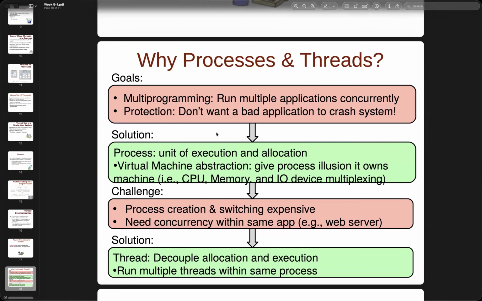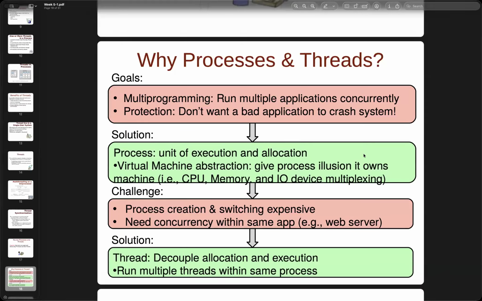We also want protection, because we don't want a bad application to crash the system. So that is our final goal, our target. Then how can we do that? We create different processes, a unit of execution or allocation. We create different processes, and then we try to give the abstraction.